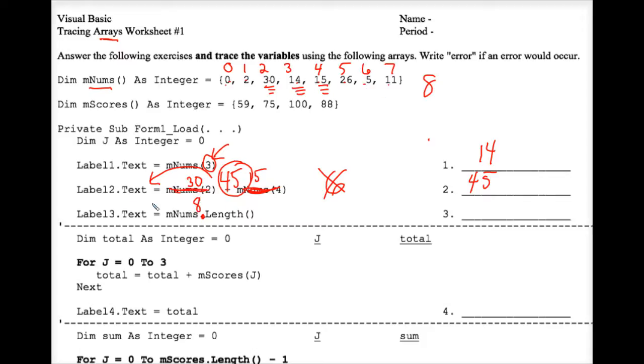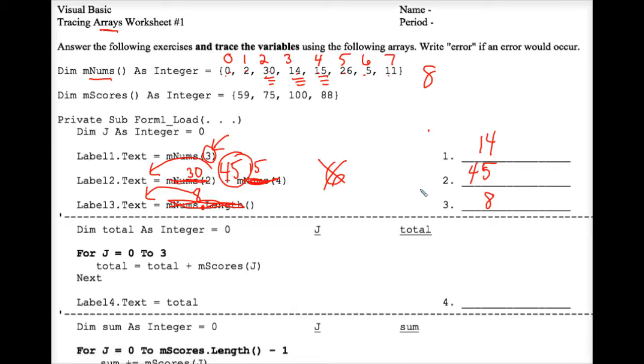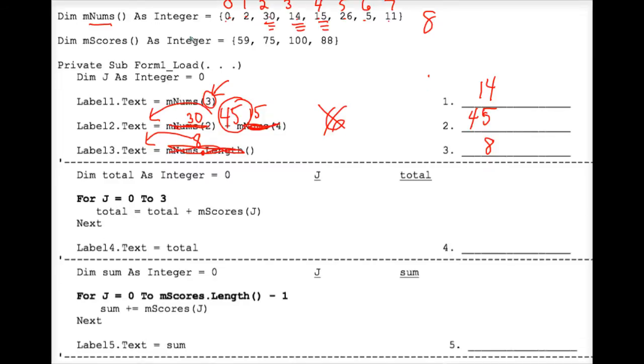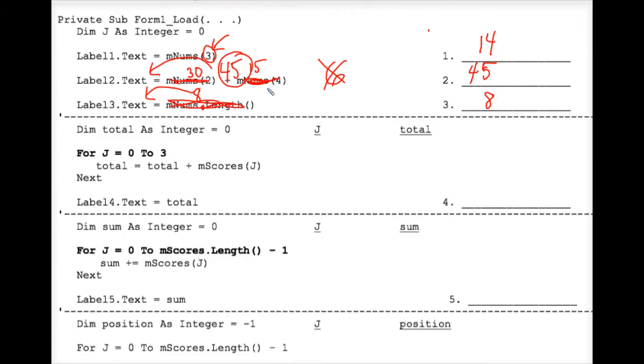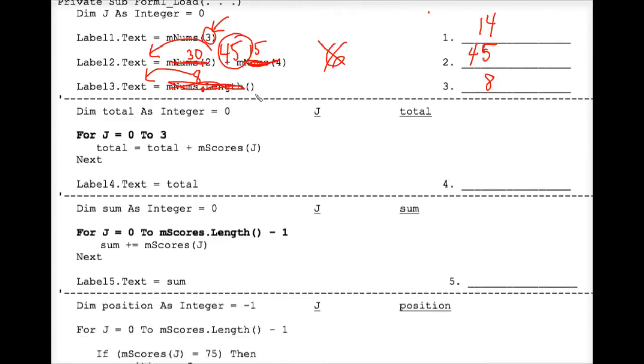So what we're doing in exercise 3 here is we're taking all of this, which simplifies to 8, and it's being plugged into label 3. Okay, those were relatively straightforward once you know how the parentheses work and how these subscripts work. Now let's trace this next bit of code that uses a for loop.